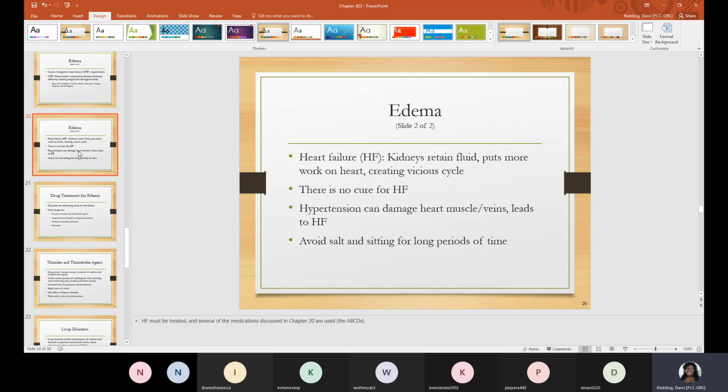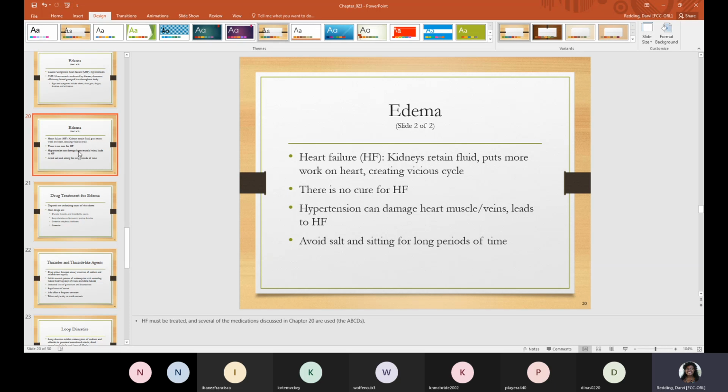Heart failure must be treated, and there are several medications discussed for patients with heart failure. They might be prescribed an angiotensin receptor blocker, or an angiotensin converting enzyme inhibitor. They could be prescribed a beta blocker, a calcium channel blocker, and they could also be prescribed diuretics. That's better known as ABCDs. That's what it represents, as an example.